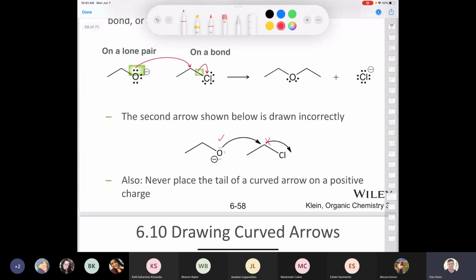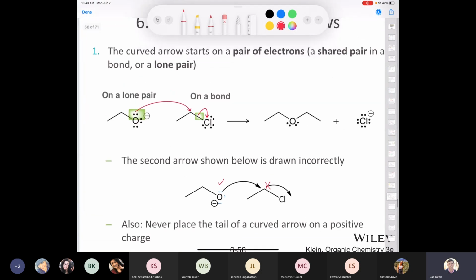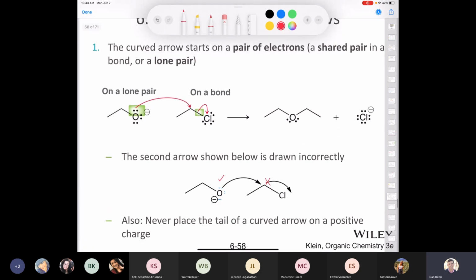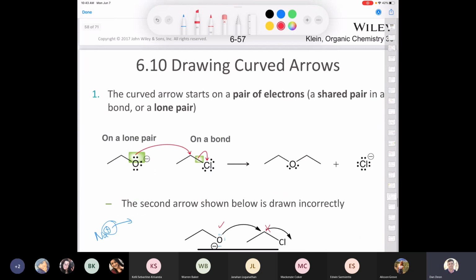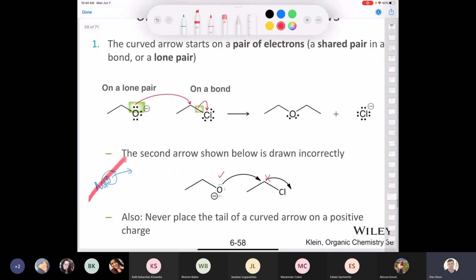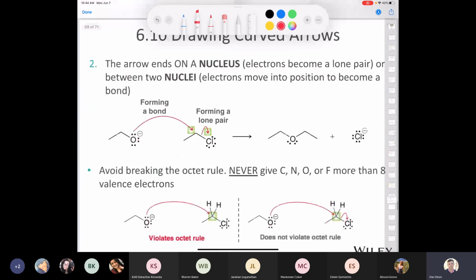All right. Never place the tail of a curved arrow on a positive charge. So if you ever do that, you're making a big boo-boo. Something crazy that I would never want to see any of you draw would be something like this. There's no such thing because there's no electrons here, right? That's got a positive charge. So that's impossible. So do not write that down. We'll cover that with a big old X. Impossible, as we say in French.